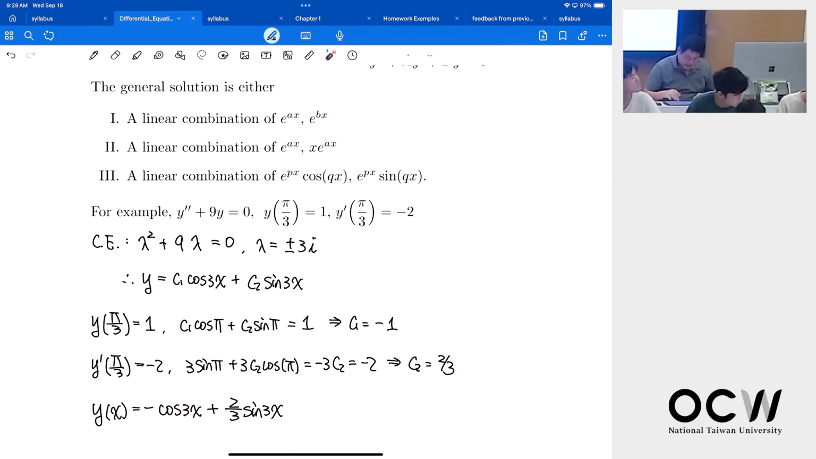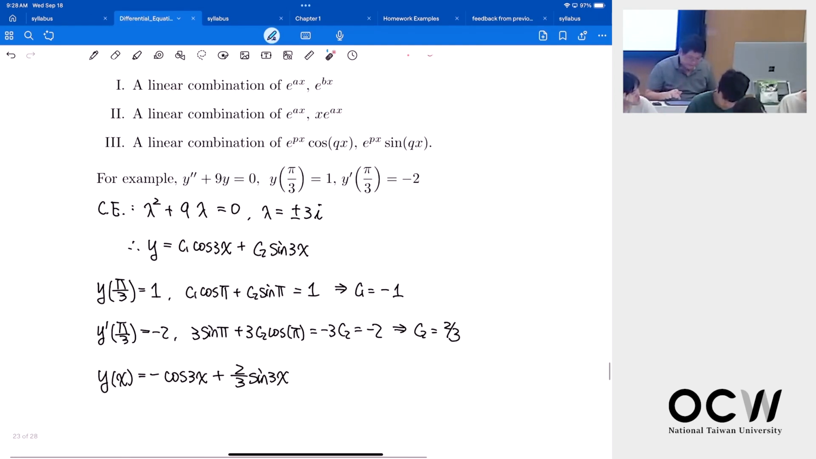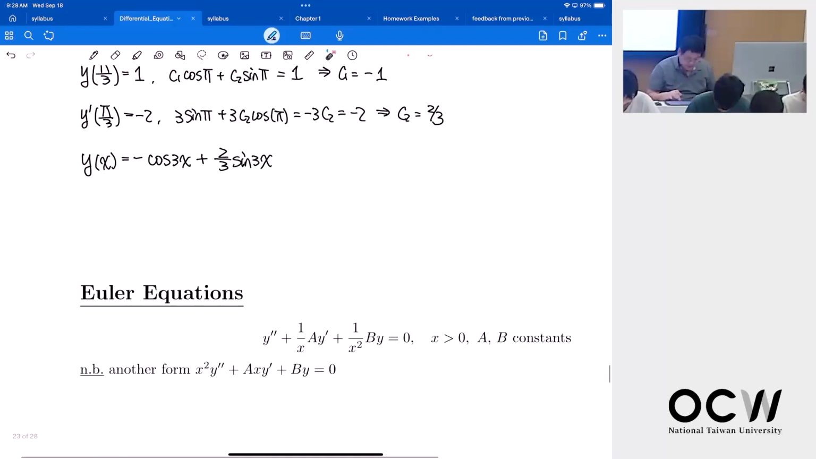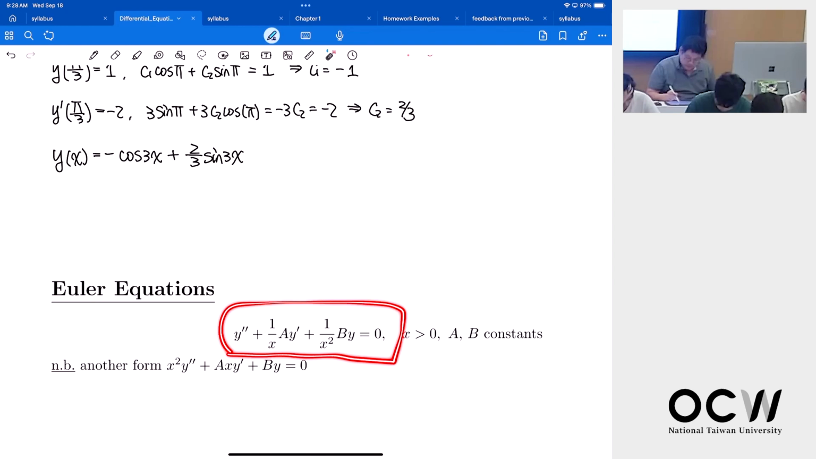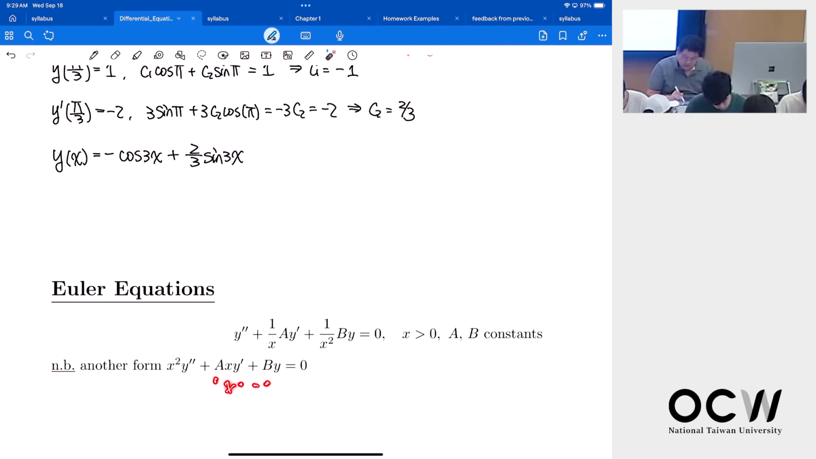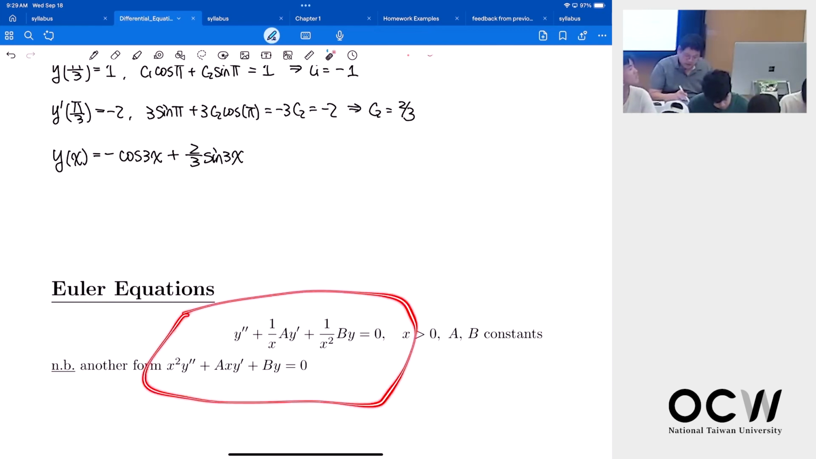Next, let's see another special equation. This special equation is called the Euler equations. If you have this form, where a and b again are constants, or you have another form, x squared y double prime plus a constant times x y prime plus a constant times y equals 0. If you see these two forms, it is called an Euler equation. And for these Euler equations, definitely we have a method to find the solution.